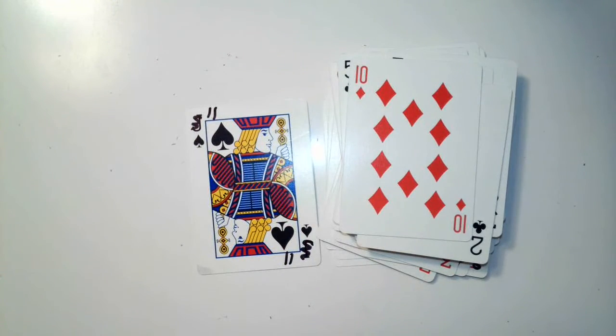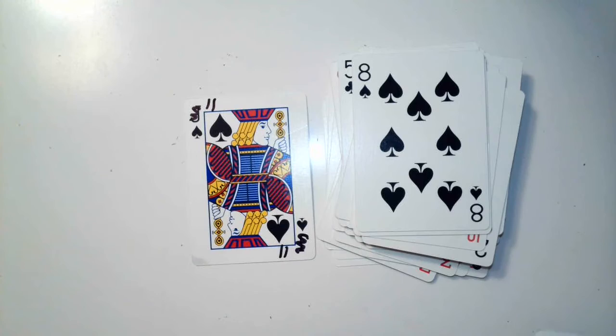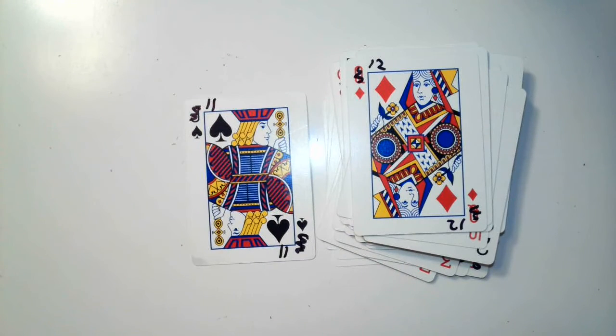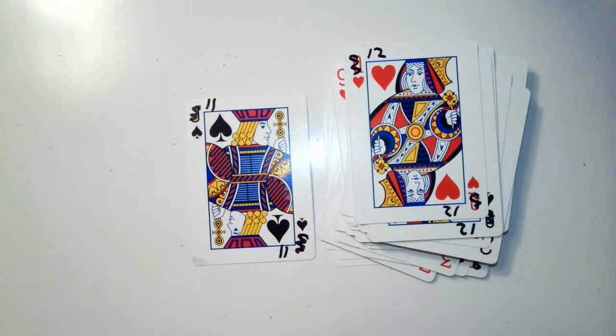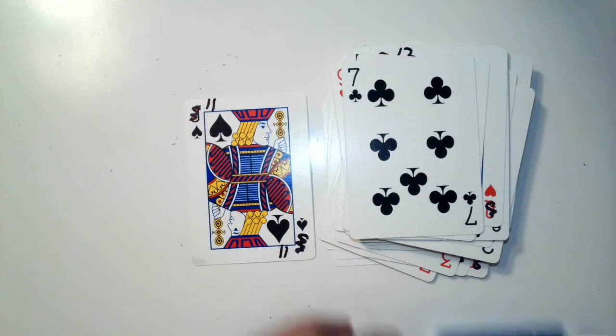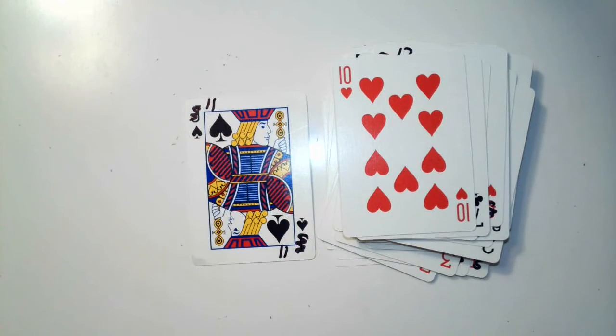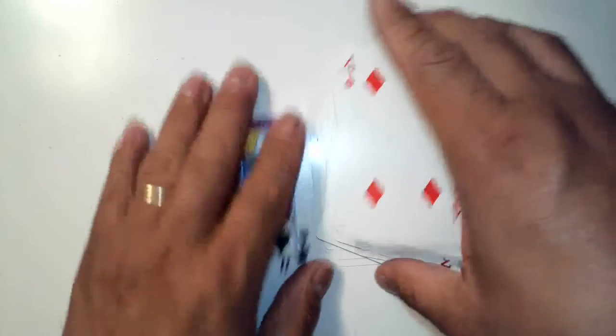11 times 10, 110. 11 with a 0. 11 times 5, 55. 11 times 8, 88. 11 times 12, 132. Memorize it. 11 times 8, 88. 11 times 7, 77. 11 times 10, 110. 11 with a 0. 11 times 4, 44. So, that right there was our 11 times tables.